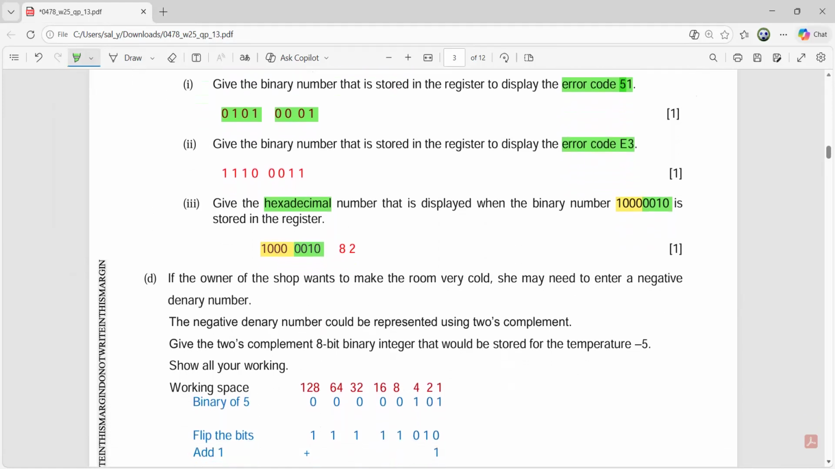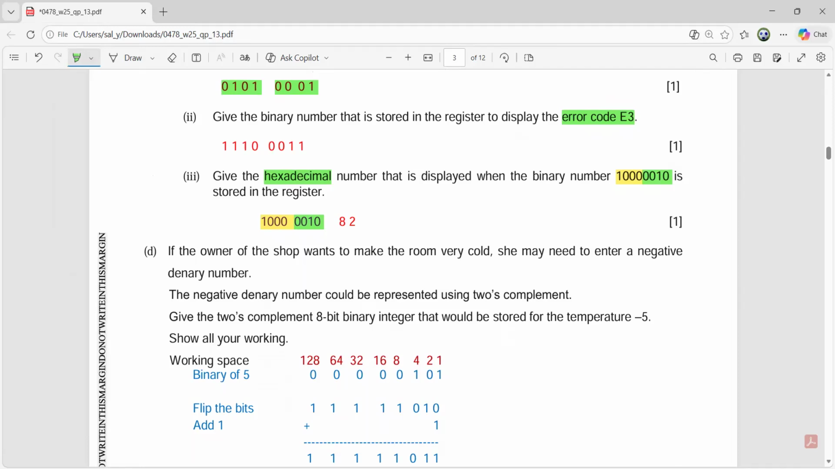Now, part D. If the owner of the shop wants to make the room very cold, she may need to enter a negative number, a negative denary number. The negative denary number could be represented using 2's complement. Now be very clear, handling 2's complement is again a very tricky thing. I'll talk about it a little bit. There's a video uploaded on the YouTube channel about 2's complement. So do watch it in case you have any query or any confusion regarding 2's complement.